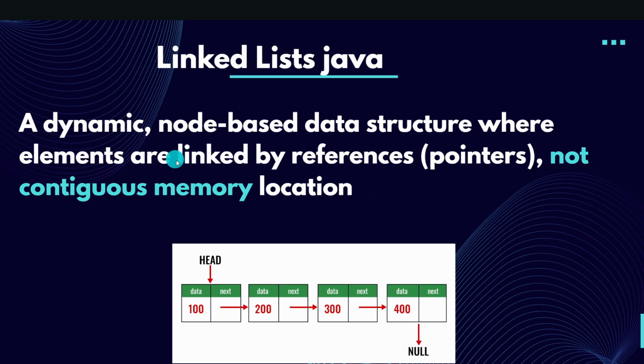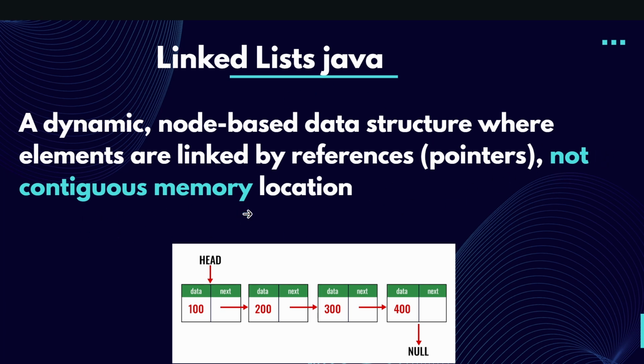Basically we can read this definition over here: a dynamic node based data structure where elements are linked by reference, meaning pointers, not continuous memory location. We already know array means continuous memory allocation will be allocated for all the data that you are storing, and you can only store one type of data. In the linked list you can store one type of data, according to your wish. But the main important thing here is it's not continuous, guys. You can see here, not continuous memory.